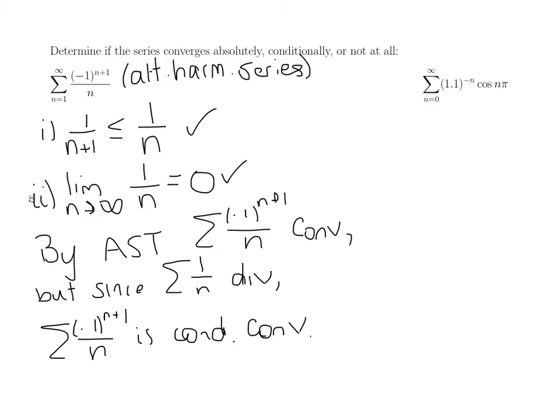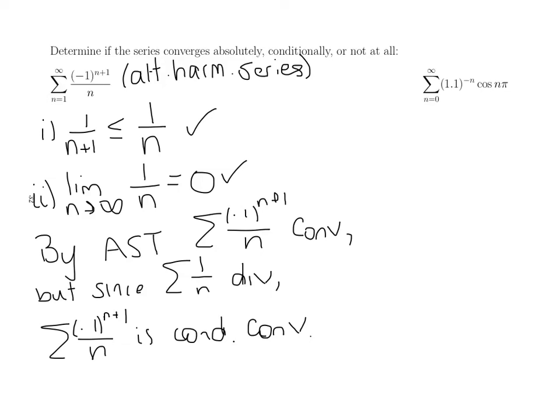If either one of those things fails, if the limit is not 0, then that actually goes back to the test for divergence. But if this thing is increasing and you get that, then you actually don't get much information. You have to try something else. So it's important to make sure you check both conditions, because if you don't check both, then we're not conducting the full alternating series test.